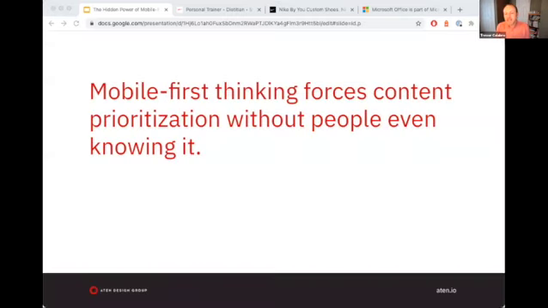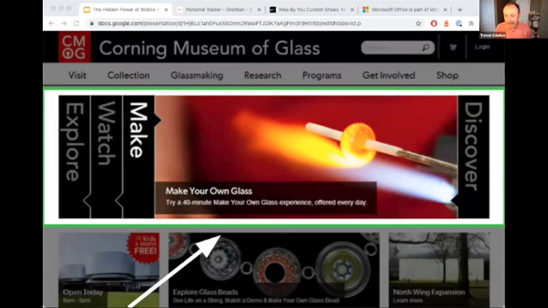So mobile first thinking forces content prioritization without people even knowing it. It's an extremely powerful tool. So instead of having that mind-blowing conversation that's usually frustrating and ends with some kind of carousel style thing at the top of your homepage. By the way, a side note on carousels: they will not pass an accessibility audit, especially if they auto advance. They're really bad for usability as well.